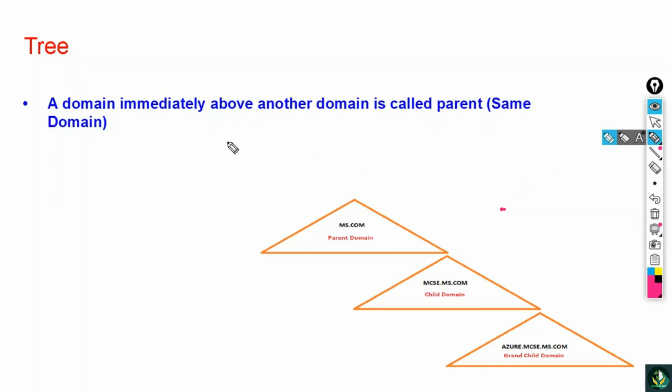A domain immediately above another domain is called the parent domain. So this domain is immediately above mcsc.ms.com. So this is the parent domain.